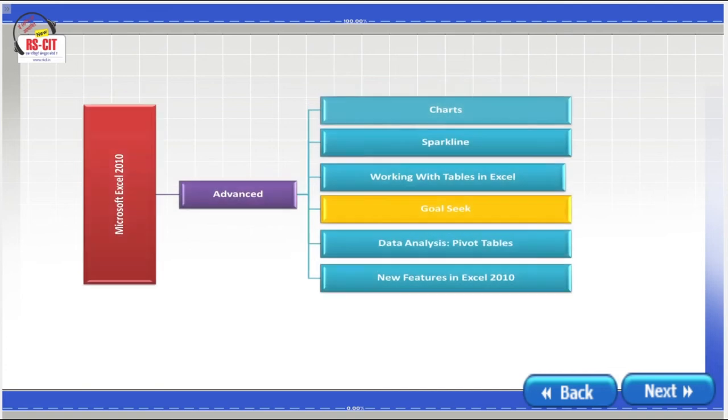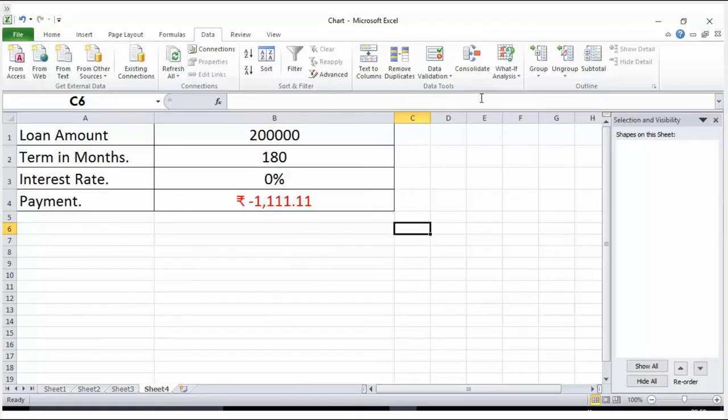What-if analysis: Goal Seek. Goal Seek is a useful what-if analysis tool available in Excel. If you know the result that you want from a formula, but are not sure what input value the formula needs to get that result, you can use the Goal Seek feature.